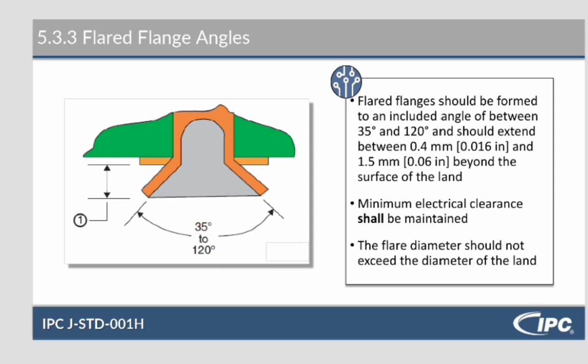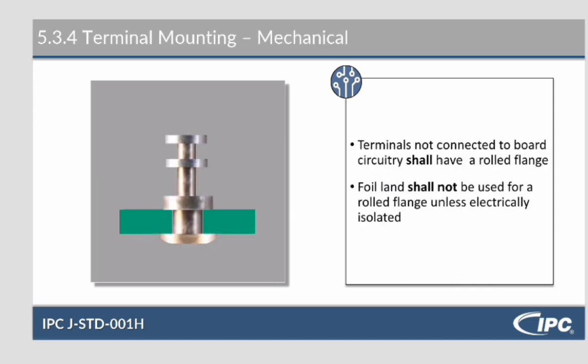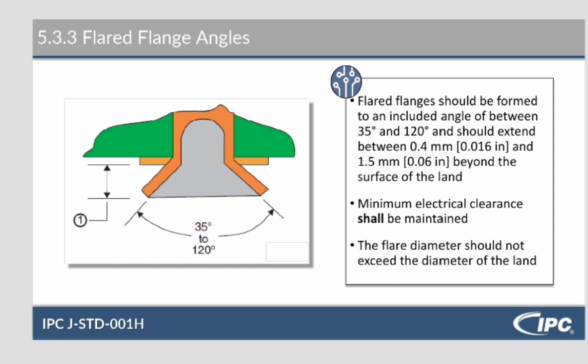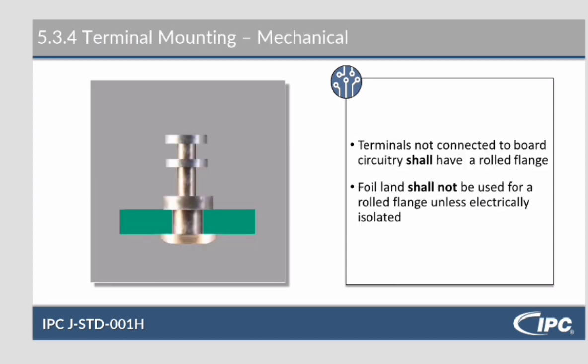Your flared flanges should be formed to include an angle of between 35 and 120 degrees, and it should not exceed the diameter of the land, so it shouldn't roll over and off the land. Terminals that are not connected to board circuitry shall have a rolled flange, and a foil flange shall not be used for a rolled flange unless it is electrically isolated.